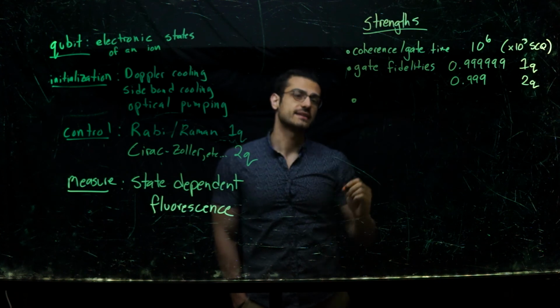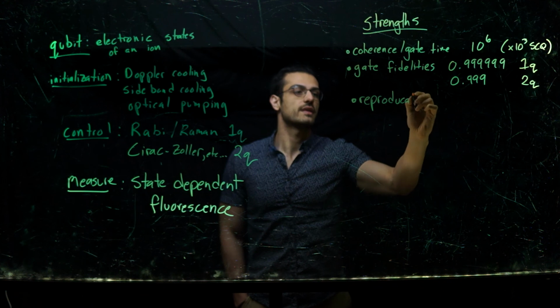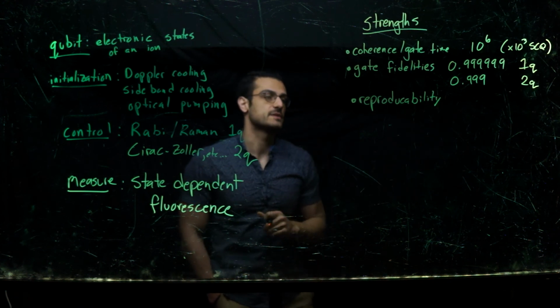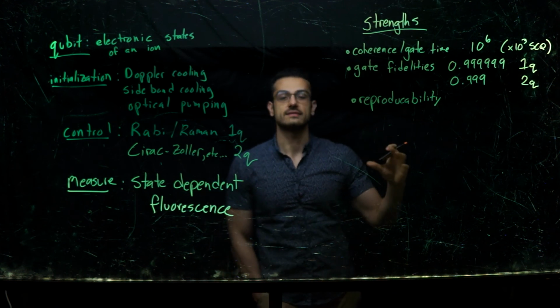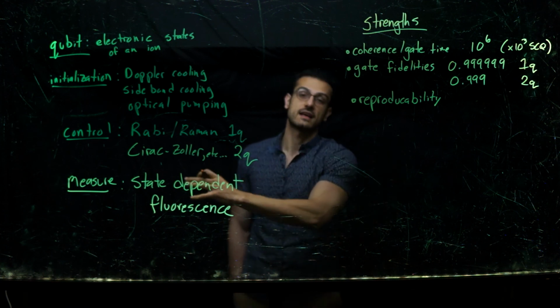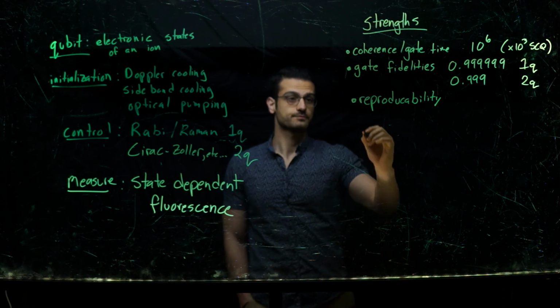And another point is on the reproducibility of trapped ions. With other implementations, well, maybe not with all of them, but at least with superconducting qubits, for instance, you have to fabricate the qubit. A calcium ion in one lab is going to be the same as an identical calcium ion in another lab. So it makes reproducibility easier.